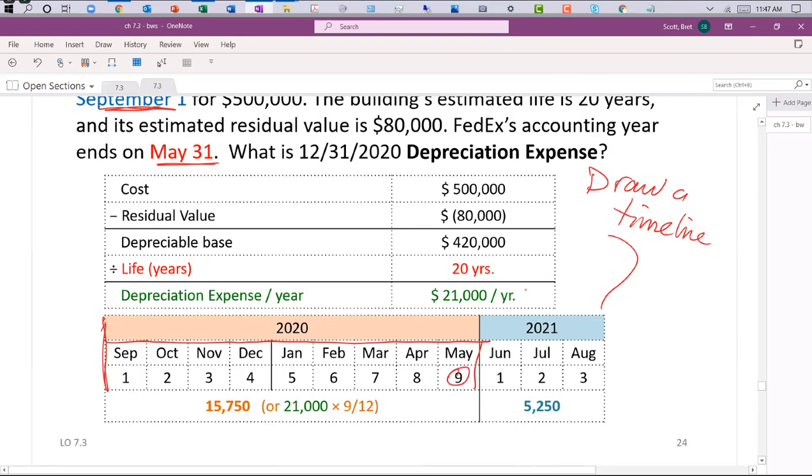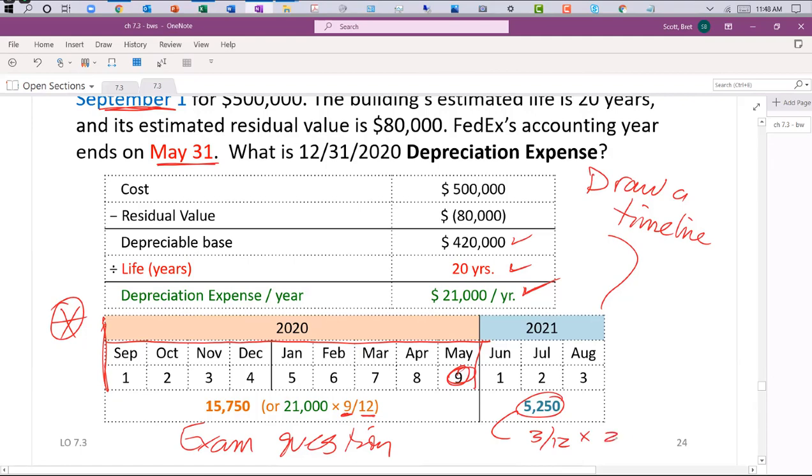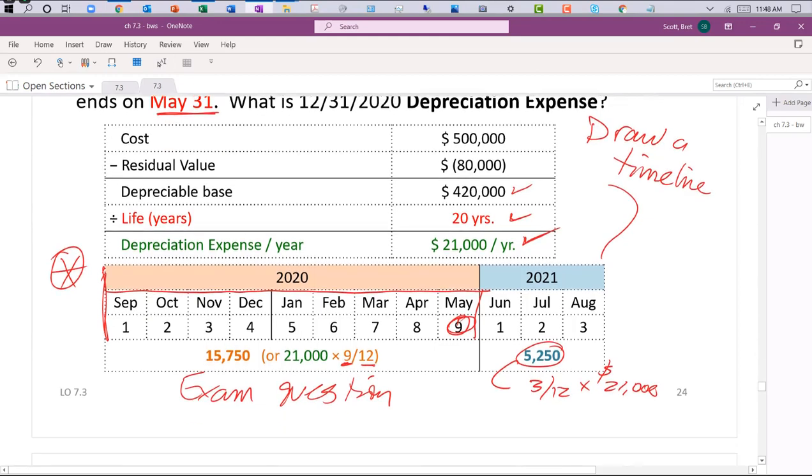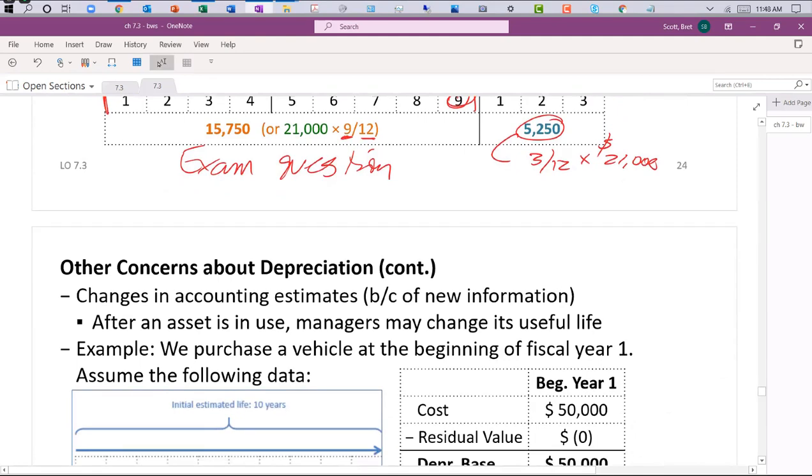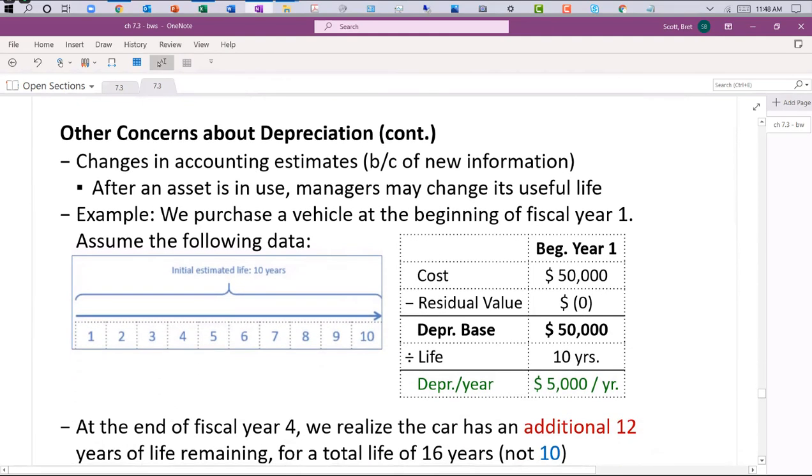And so if we go through and do our straight line calculation, depreciable base divided by 20 years gets us $21,000 per year. Make sure to be careful on this. This is a great exam question. You always see this on the exam, right? Partial year's depreciation, we're going to do 9 of the 12ths, and this 5250, that's 3/12 times the $21,000, right? So how we do depreciation can depend on when we buy it during the year. That's really only an issue for the first year and last year of its use. Second year of use, usually it's not too much of a problem.